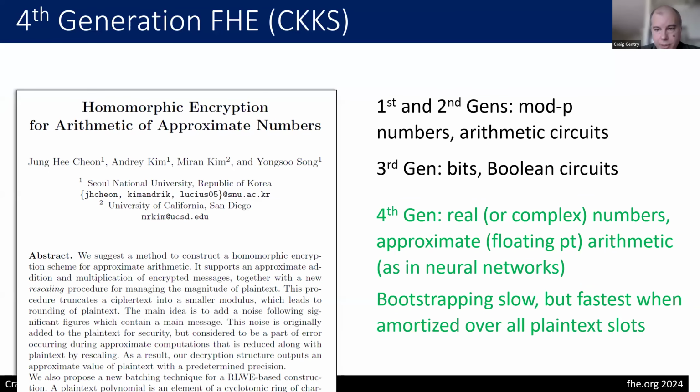And then finally, you have the fourth generation of schemes. The first and second generation are sort of plaintext based, like mod P numbers. You do arithmetic. Third generation is mostly Boolean circuits. Fourth generation is like floating point numbers. So that's good for neural networks. So this might be what you want to use for that sort of computation. The ciphertexts are kind of gigantic, but you can stick a lot of data in those plaintext slots. And so actually, while bootstrapping an individual ciphertext is really slow, it may actually be the fastest in an amortized sense when you amortize over all plaintext slots.